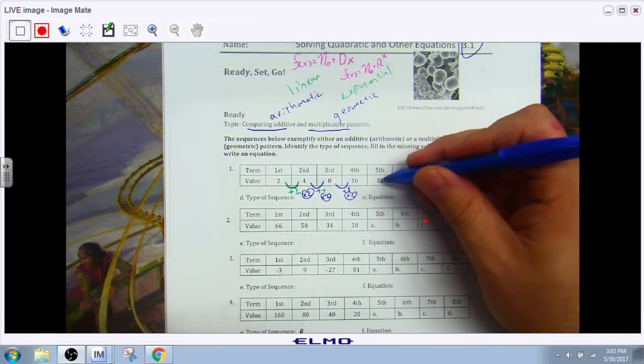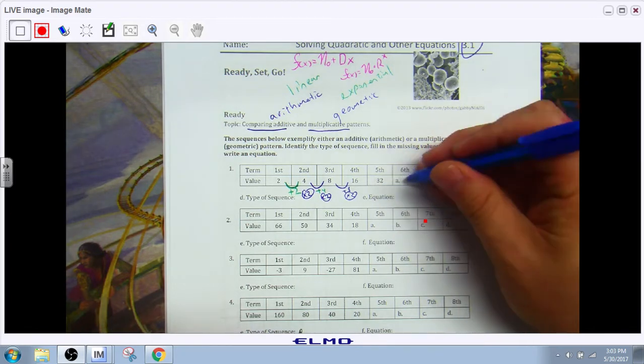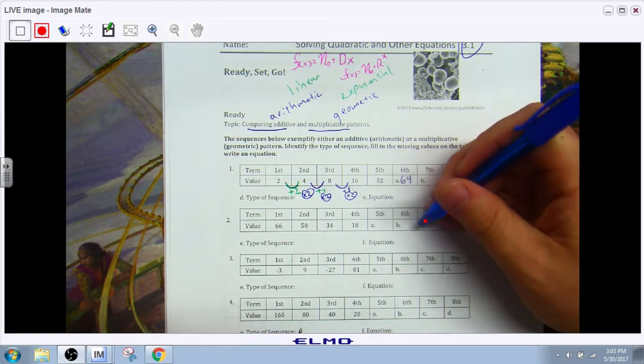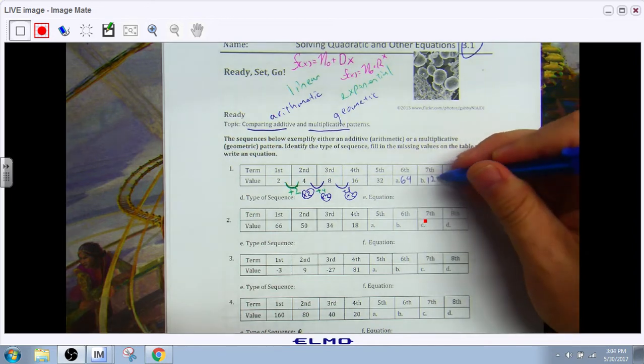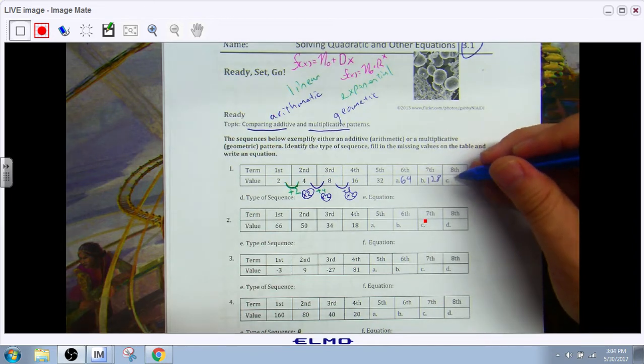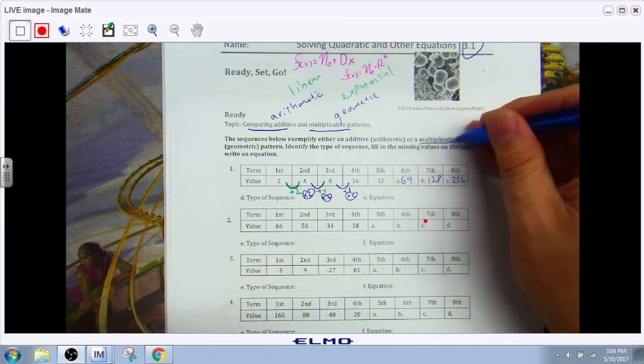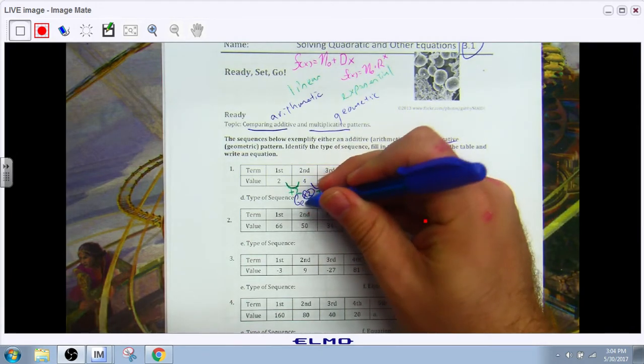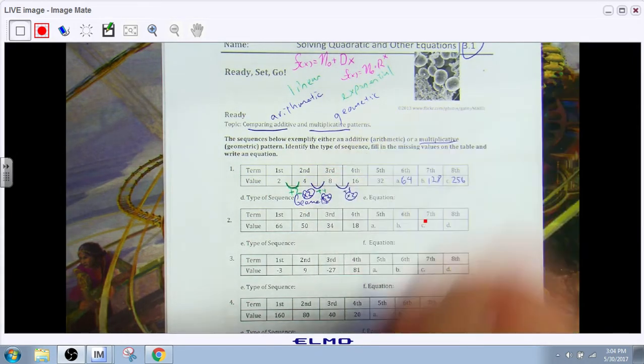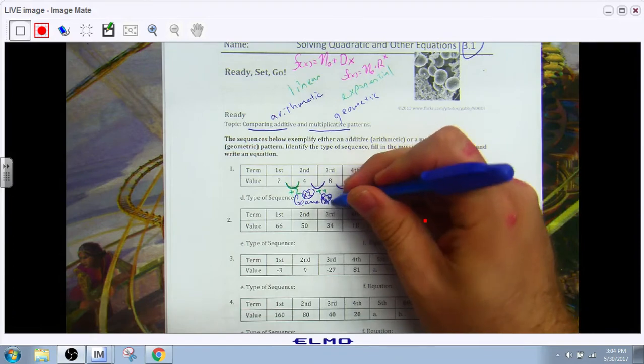So if we're multiplying by 2, this would be 32 times 2 would be 64. 64 times 2 would be 128. 128 times 2 would be 256. All right. So we know that the type of sequence is going to be multiplicative, or we'll just call it geometric, because that's a much better word, geometric. Let's see if I can spell correctly.